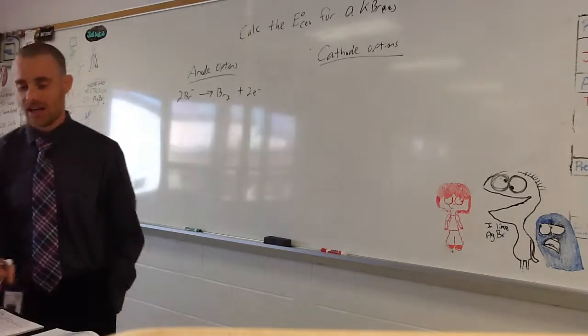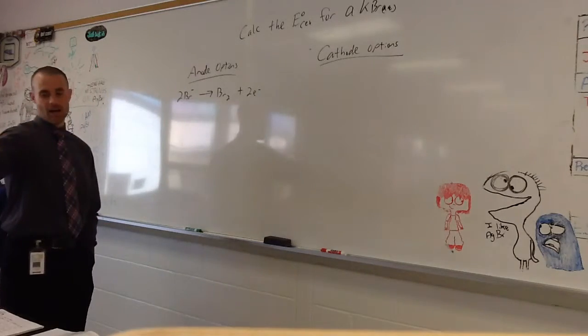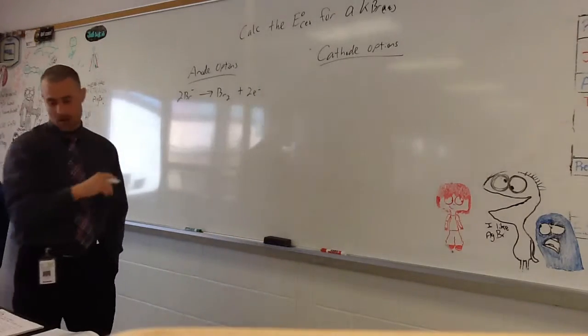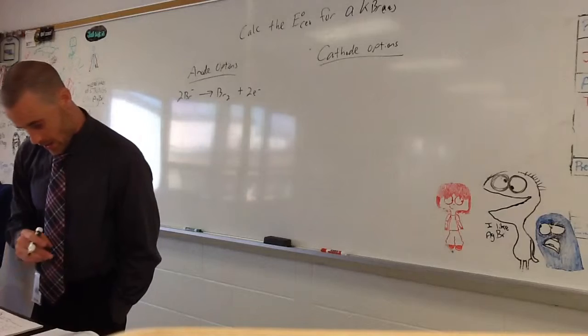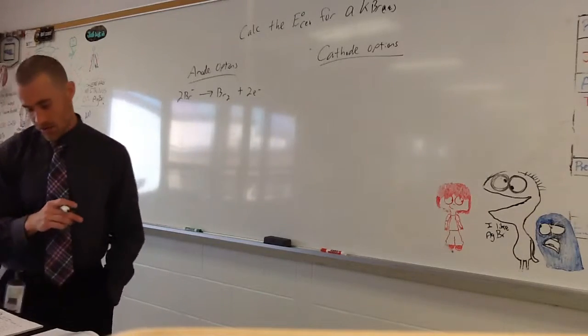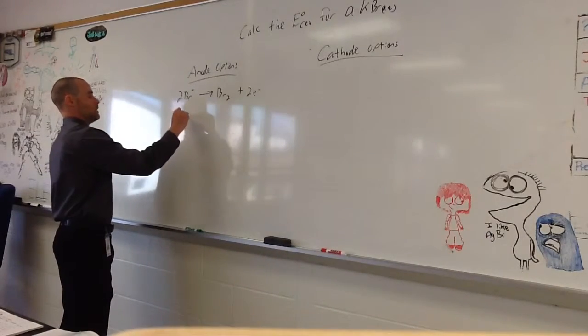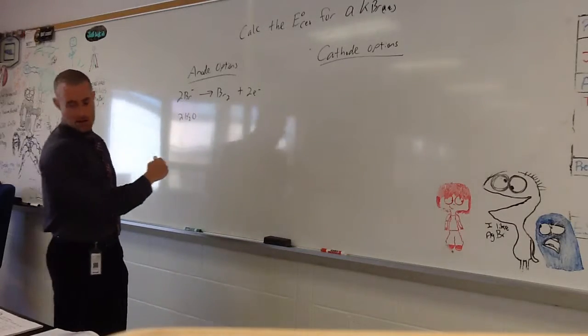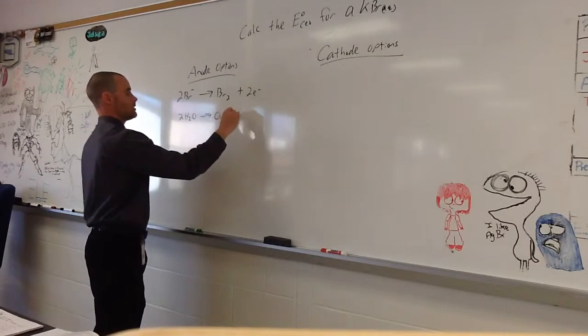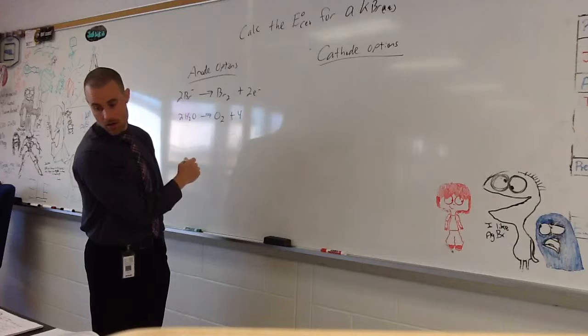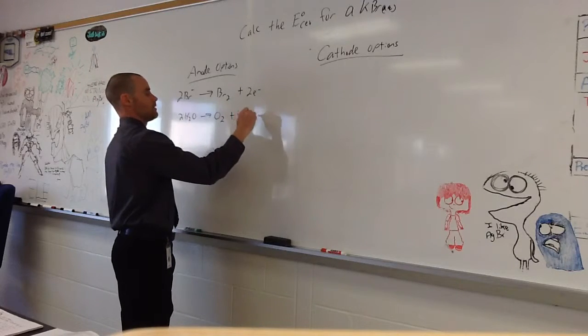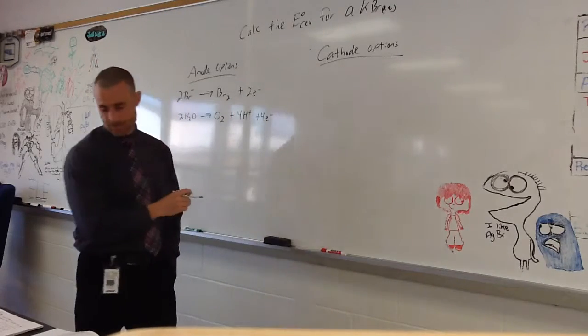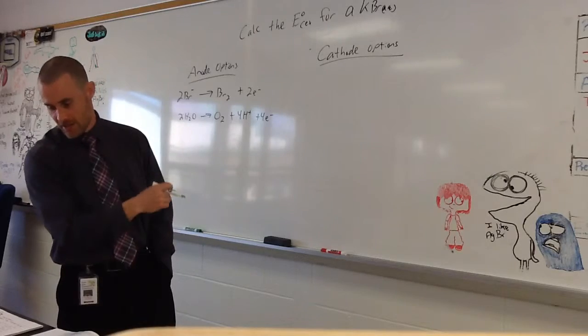Alright, I'm writing it a little different than on your sheet. I'll explain why in a second. And then the other one is 2H2O yields O2 plus 4 H plus 4 electrons. So let me just get these down, then I'll explain.